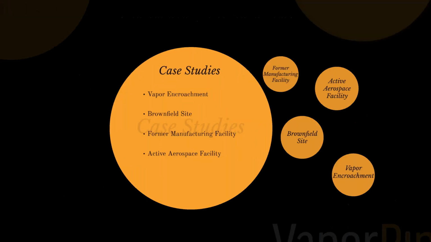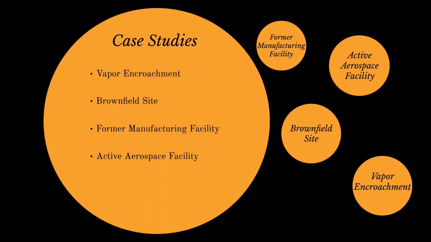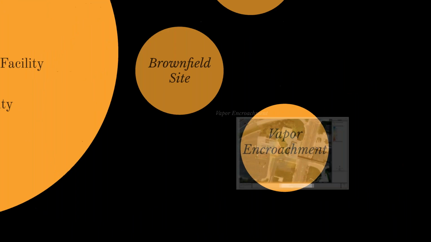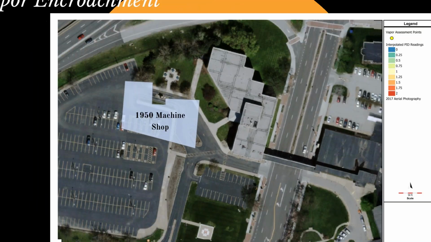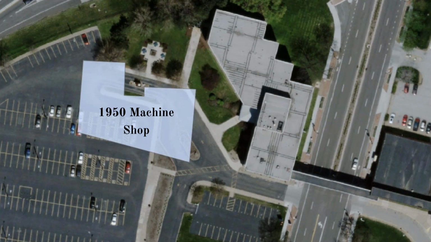So we'll look at some case studies. We have a vapor encroachment case study, a brownfield site, a former manufacturing facility, and an active aerospace facility. So let's look at vapor encroachment first. You know, vapor encroachment is part of the Phase 1 process. You can collect some samples during vapor encroachment.